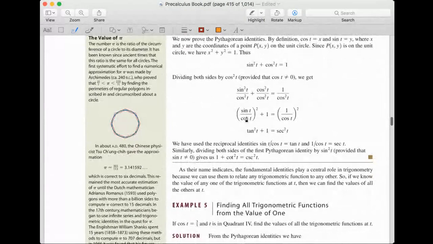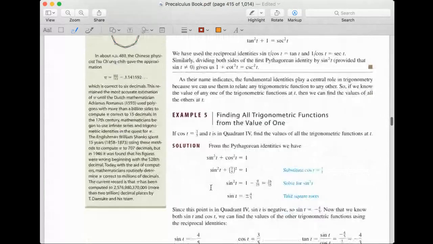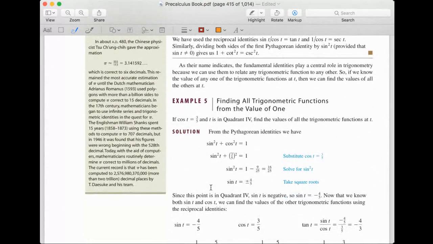And you know, we could go around to prove that. Let's see questions like this: finding all trigonometry functions from a value. Remember I said if we know the sine value, we would know cosine, tangent, and all other trig function values. So let's see that. Here we're given cosine t equals 3 over 5.